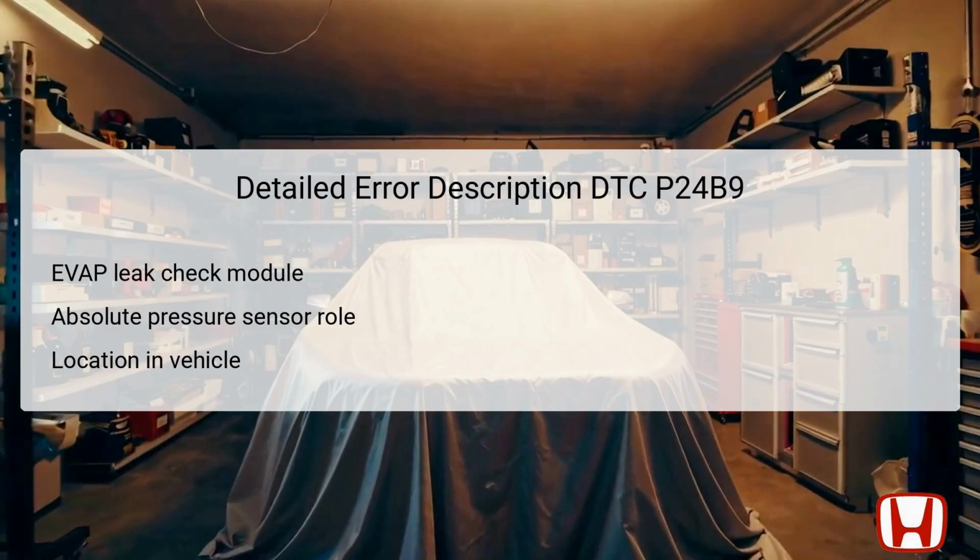The correct functioning of this sensor is vital. If it fails or produces erroneous readings, it can trigger the DTC P24B9 as a warning sign of potential system issues. Proper understanding of its role ensures effective diagnosis and potential repairs are performed accurately.